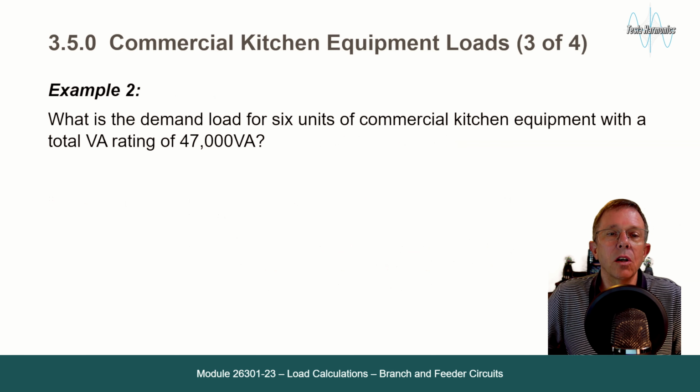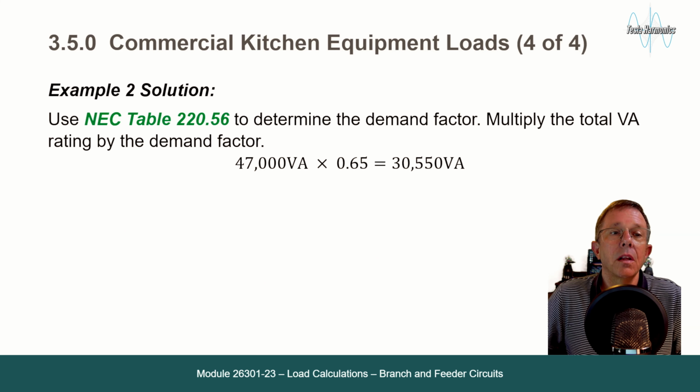What is the demand load for 6 units of commercial kitchen equipment with a total VA rating of 47,000 VA? We would use NEC Table 220.56 to determine the demand factor. We multiply the total VA rating by the demand factor.